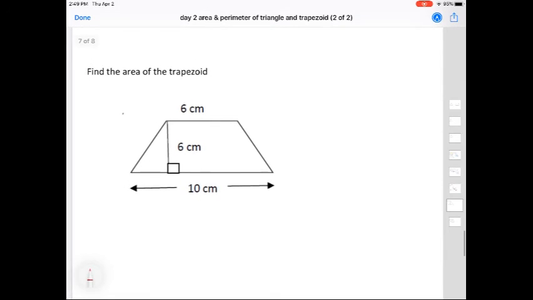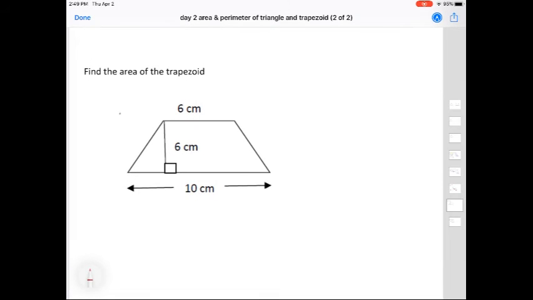So for this problem, they're asking us to find the area of a trapezoid. Once again, we're going to start by labeling our diagram. Up here, we have our base 1, down here, base 2, and then we have our height. So really, the only thing that's left to do is plug it into our formula. Remember, the formula is base 1 plus base 2 divided by 2 times the height. And so all I'm going to do is go in and replace everything that I know.